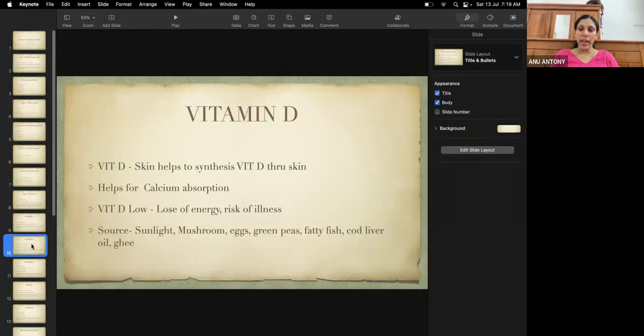Others like mushroom, eggs, green peas, fatty fish, cod liver oil or ghee help, but not up to the sunlight. And a recent research work has happened where if you wash the mushrooms and keep them in sun exposure for 30 to 40 minutes and then cook the same mushrooms, the vitamin D will increase. So this also you can incorporate. I don't know what the success rate is because we have never asked our patients to do this. This is a recent research work.